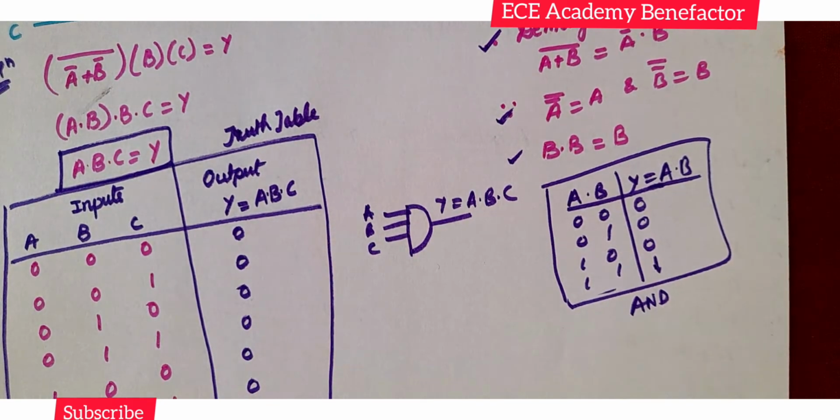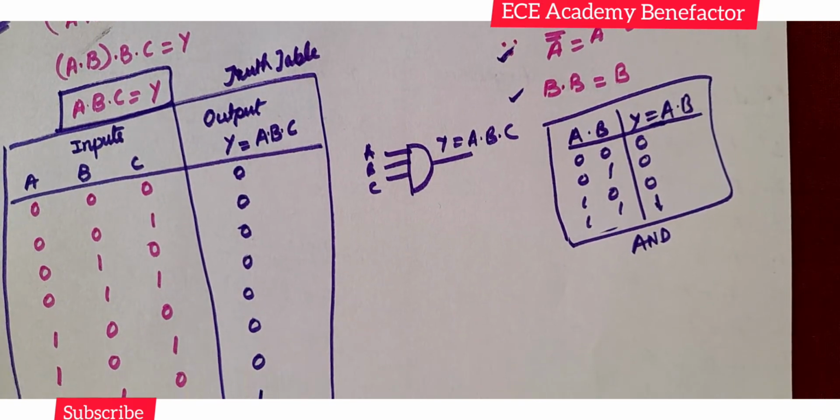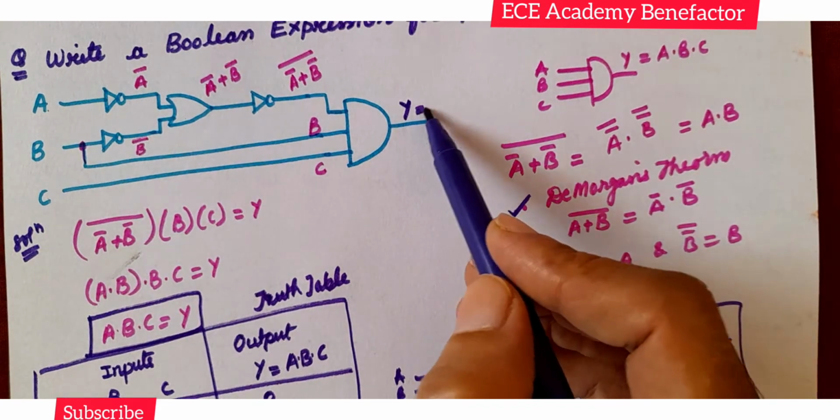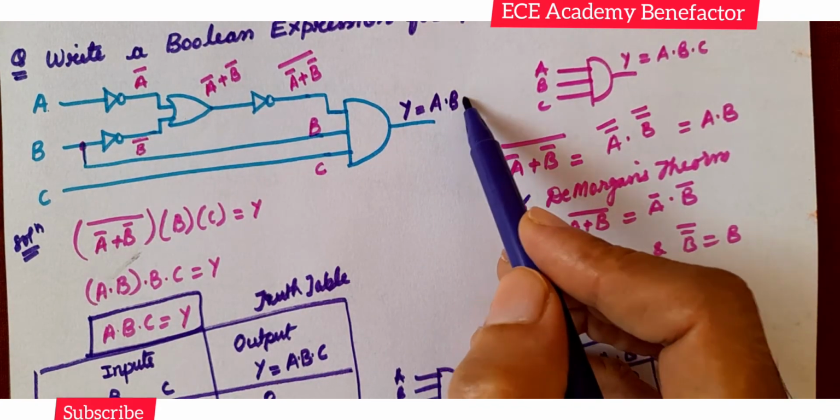Okay. So, for the given circuit diagram, the expression for y is A dot B dot C.